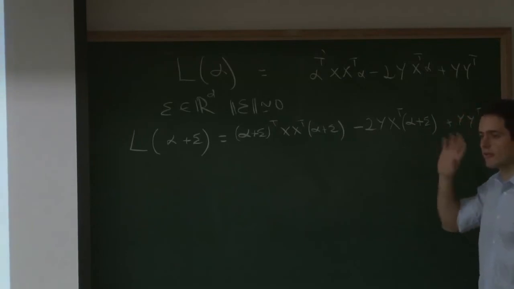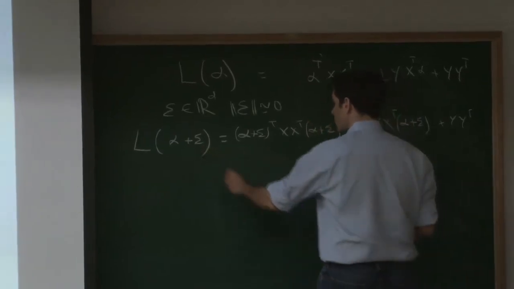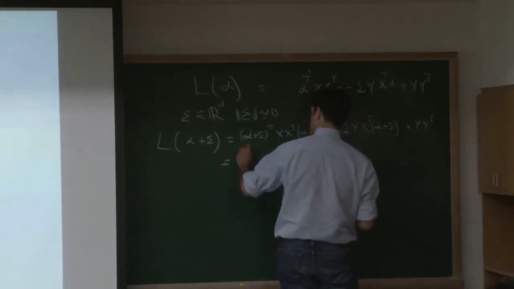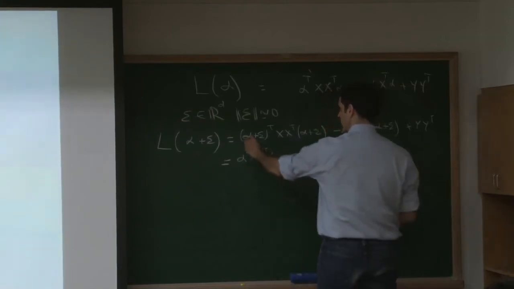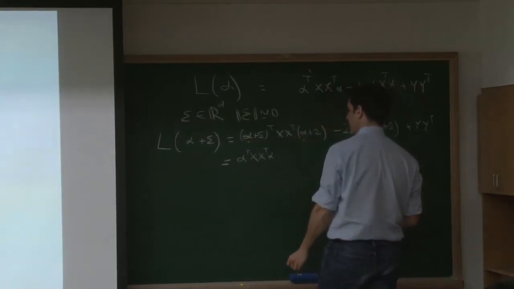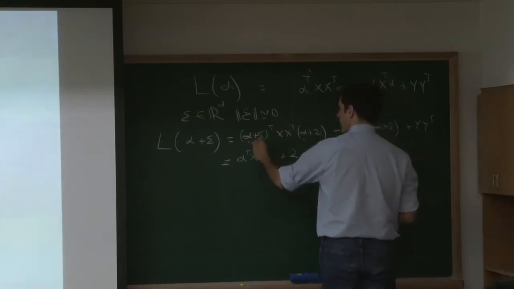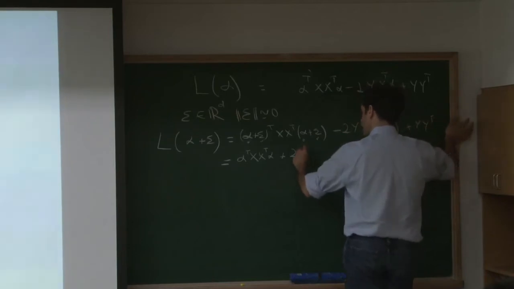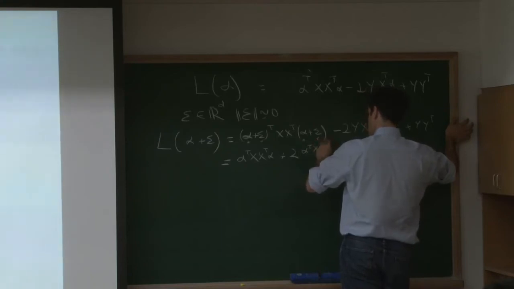So always remember, if you forget about a gradient, just develop with a small epsilon. Then of course you will see that you have a term alpha transpose x transpose alpha, here and here. And then you will have two terms which involve epsilon and alpha. We can group them because they will be symmetric, and those are basically alpha transpose x transpose epsilon.